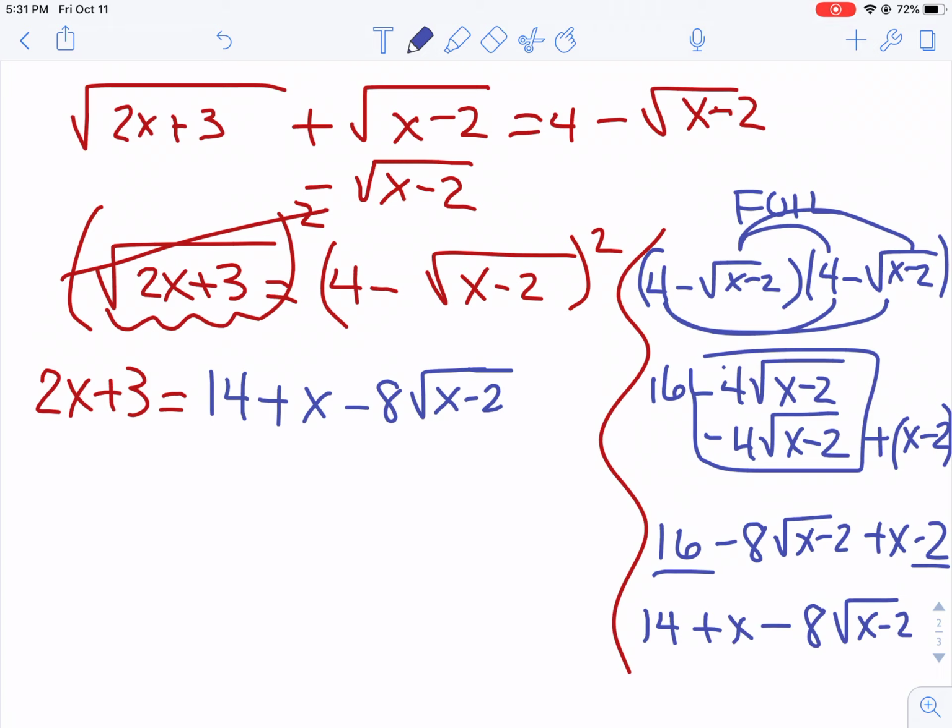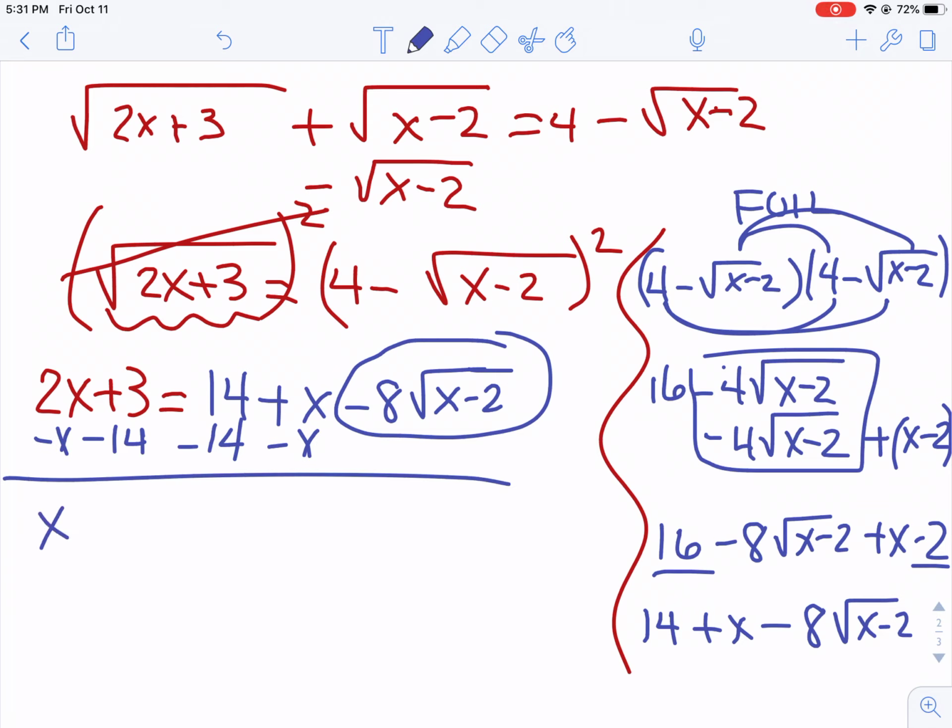So if you go back to our steps, it said if you get to this point and you still have a radical, then you've got to go back to step 1. So step 1 says isolate your radical. So I want this radical by itself. To get it by itself, I subtract my 14 and I subtract my x. So that gives me x minus 11 equals negative 8 square roots of x minus 2.